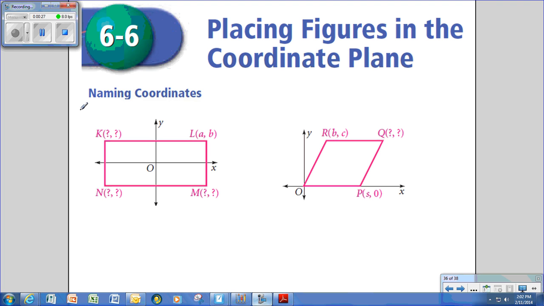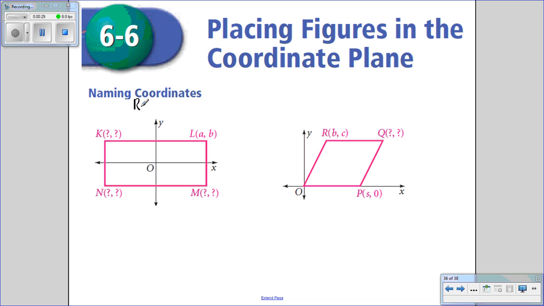For instance, this first example is a rectangle, which means opposite sides are congruent. We have 4 right angles, opposite sides are parallel. So we're going to use that information to figure out the missing coordinates. Now, the coordinate we're given is coordinate L right here, and this point has coordinates A, B. Now, A is the x coordinate, and B is the y coordinate.